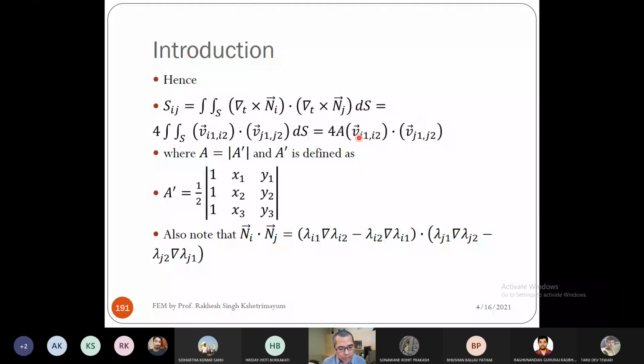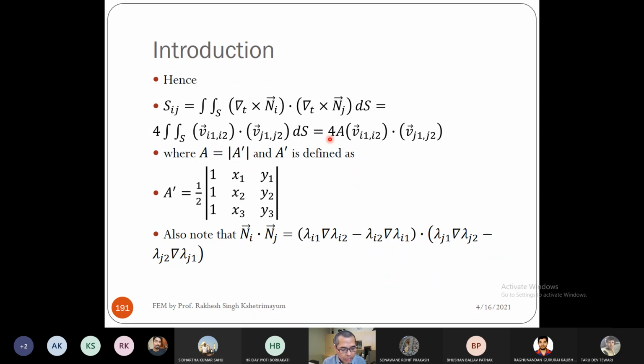This is independent of the integration, so you can take it outside. So you can find Sij like this: Sij is 4a times Bi1, Bi2 dot product with Bj1, Bj2, where a is the area of the triangular element. The area would be negative or positive depending on whether the node numbering is done in the clockwise or anti-clockwise direction. That's why I have defined this a as the modulus of a, the area of the triangular element you have considered. Depending on the numbering direction, the area can be positive or negative, so we have taken a modulus sign here.